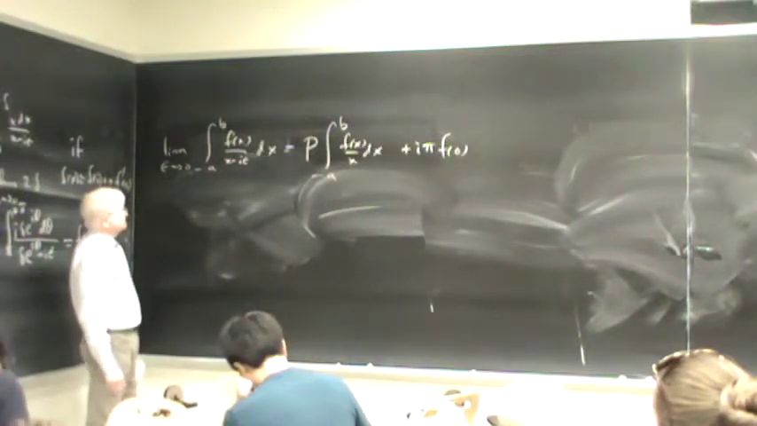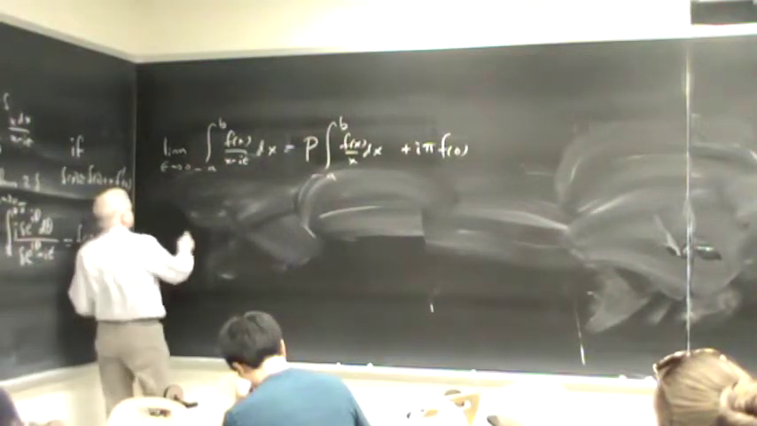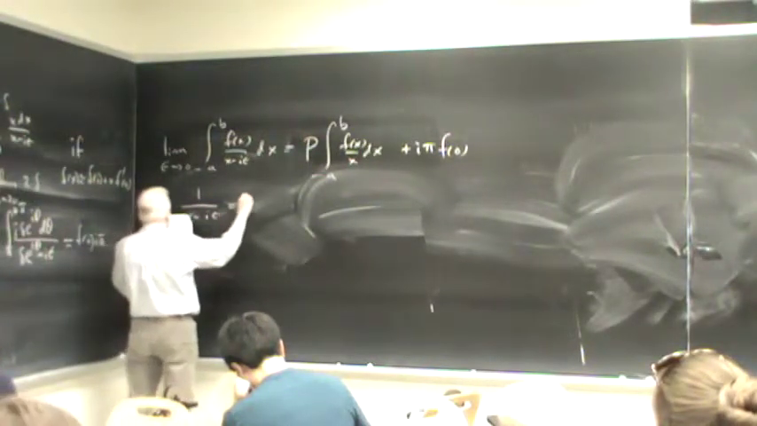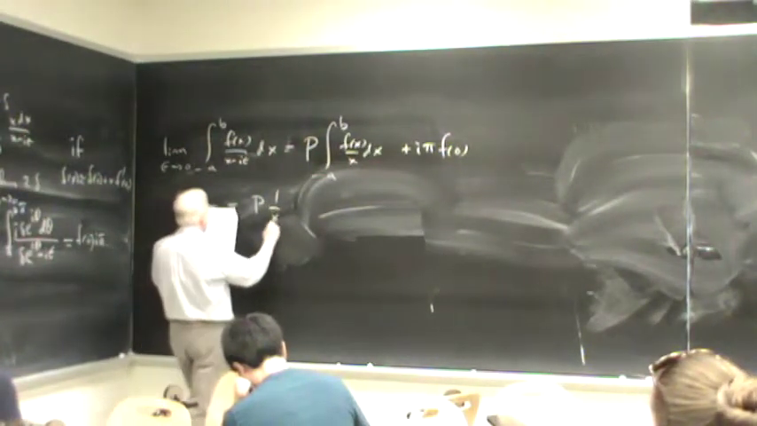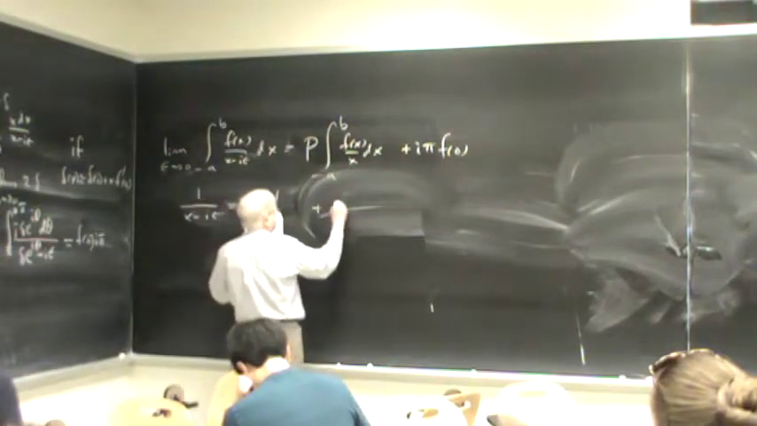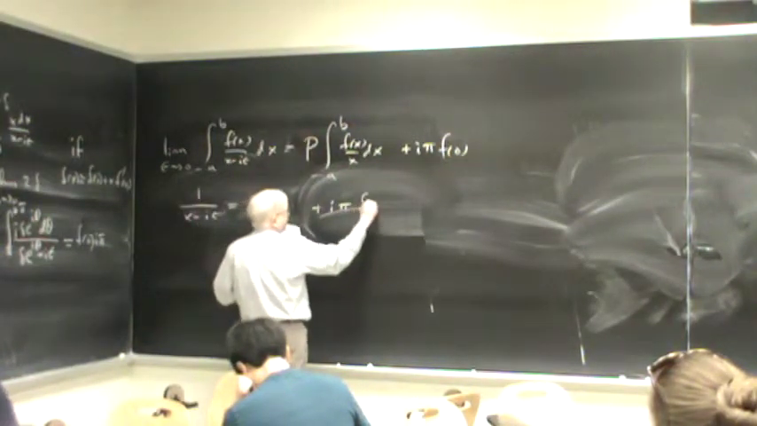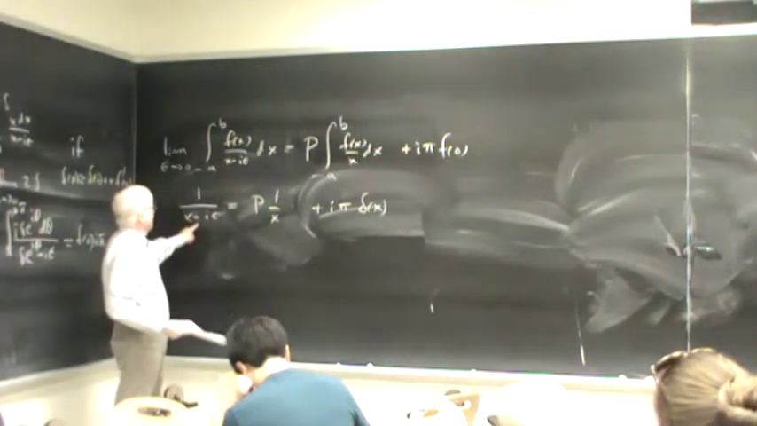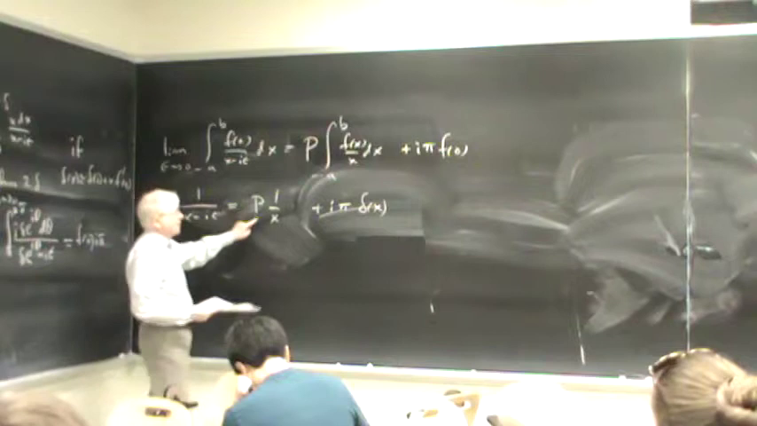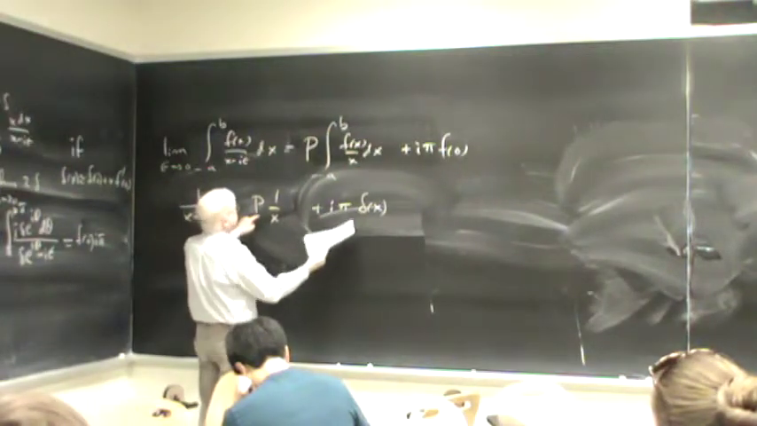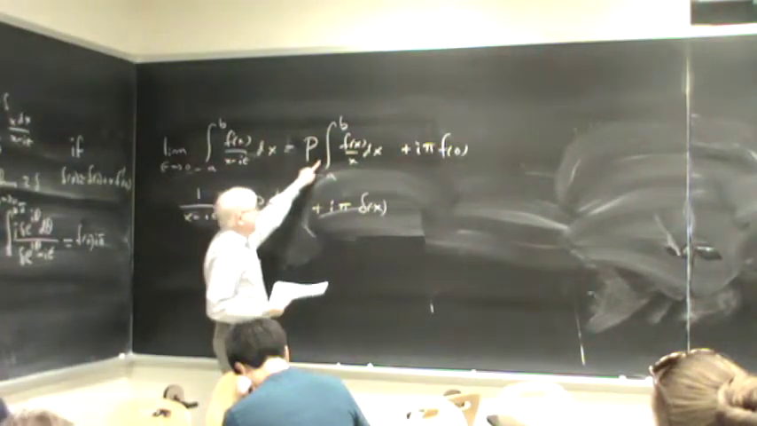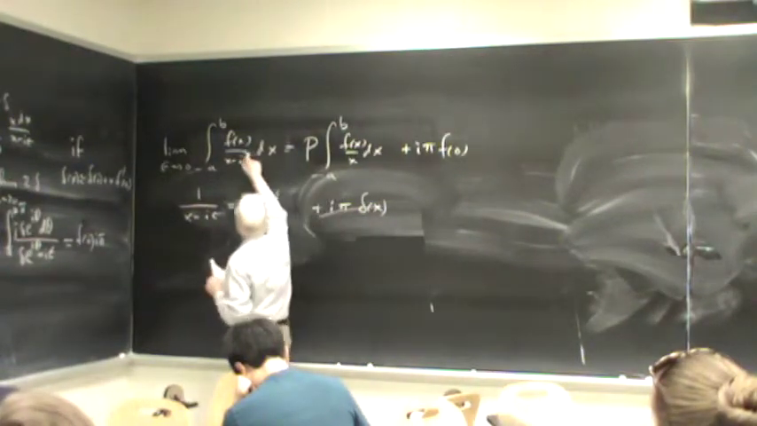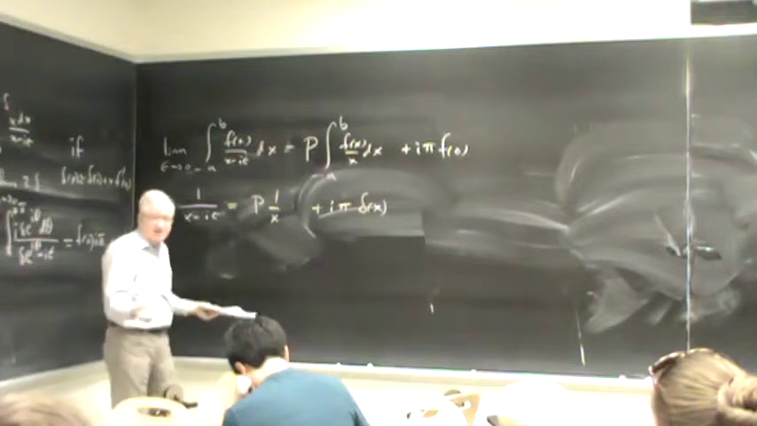And in physics departments, we normally write this thing as 1 over x minus I epsilon is the principal part of 1 over x plus I pi delta of x. Because if you substitute for this principal part of 1 over x plus I pi delta of x, this term gives you that, and this term gives you I pi integral f of x delta of x dx, that gives you f of 0.